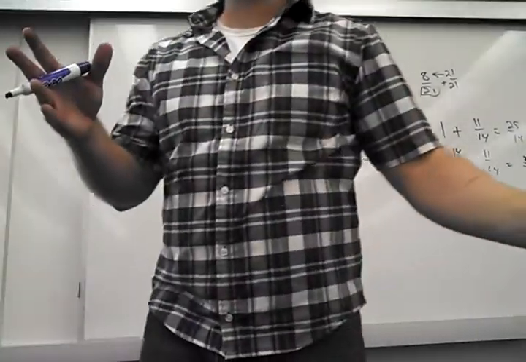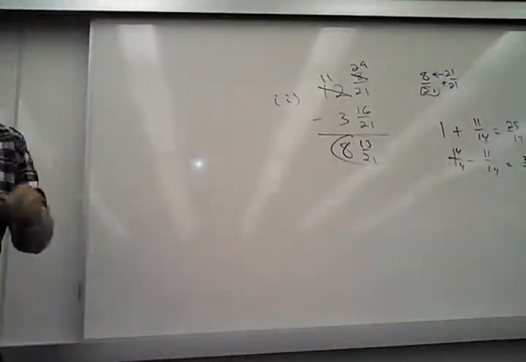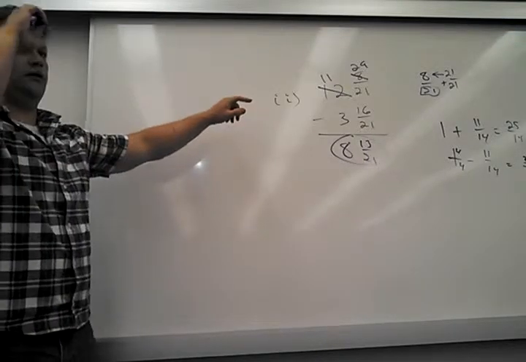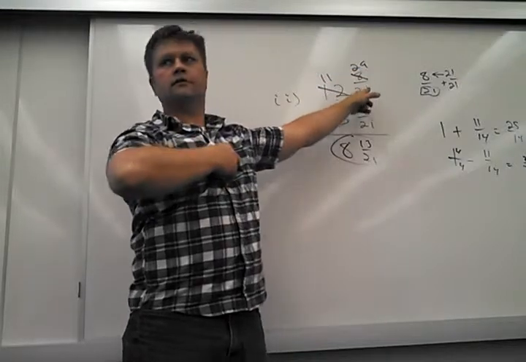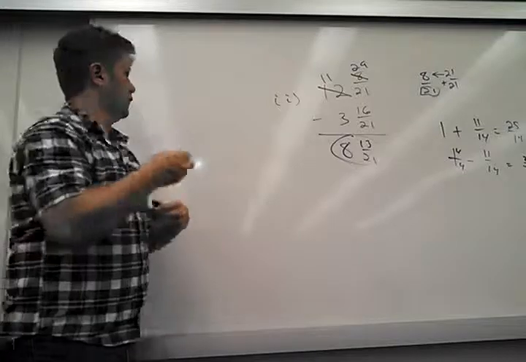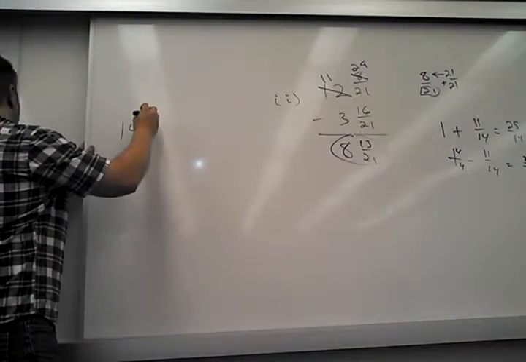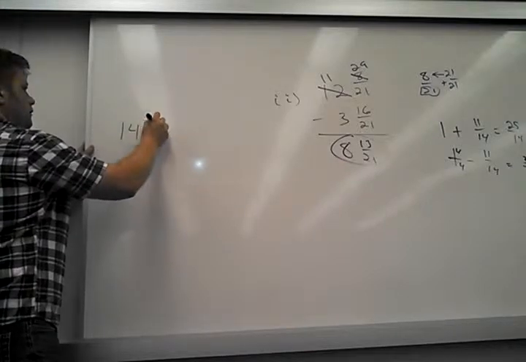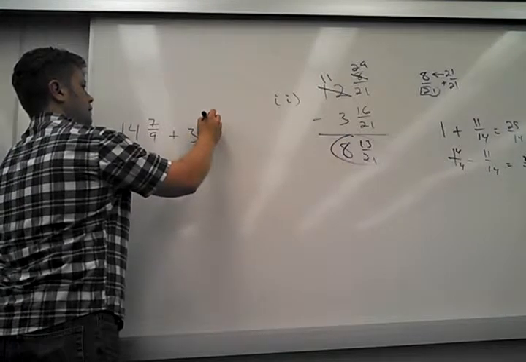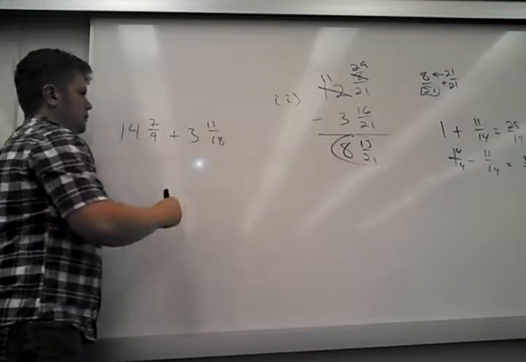So anything else from homework or practice? The reverse part, the addition. In addition, what's really funny is your answer can end up looking like this. So it's kind of like reverse borrowing in that case. An example would be if I had 14 and 7/9 plus 3 and... What you got, Jeff? That's good. It's 3 and 11/18.